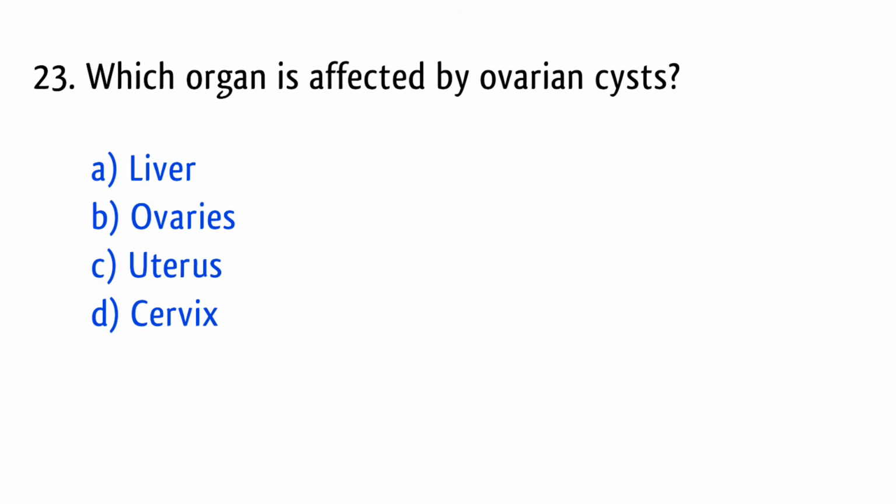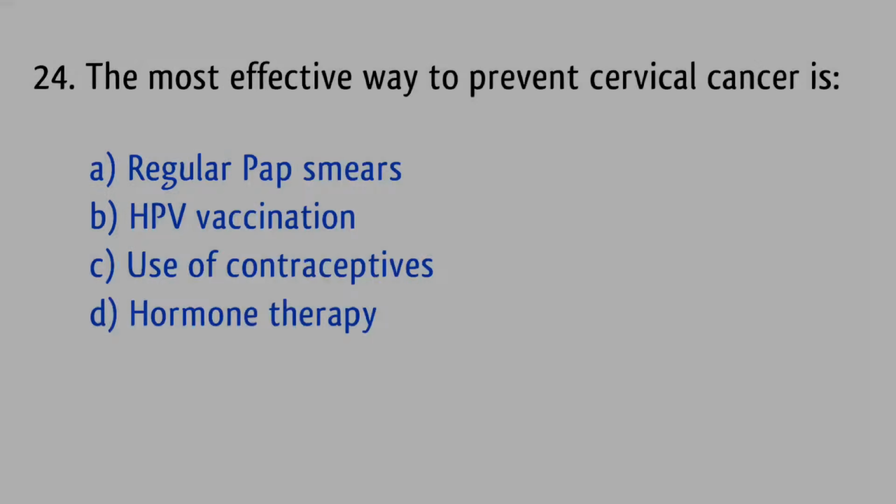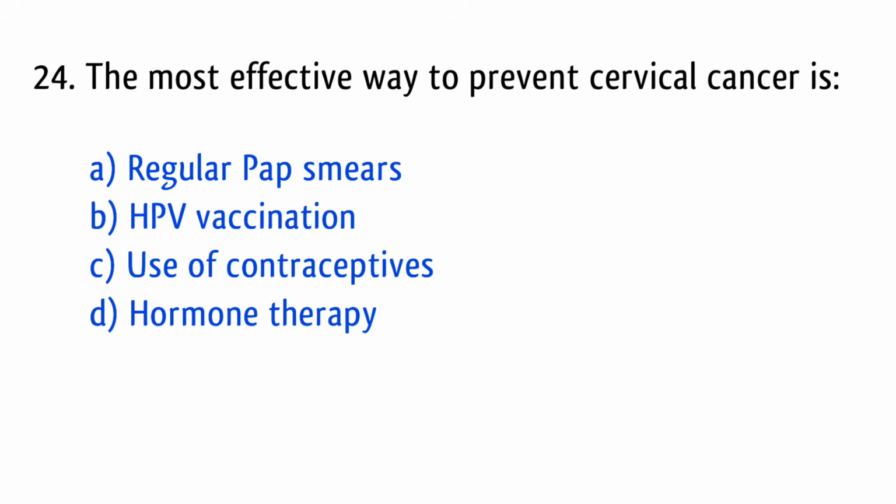Question number 23. Which organ is affected by ovarian cysts? The right answer is option B, ovaries. Question number 24. The most effective way to prevent cervical cancer is. The right answer is option B, HPV vaccination.